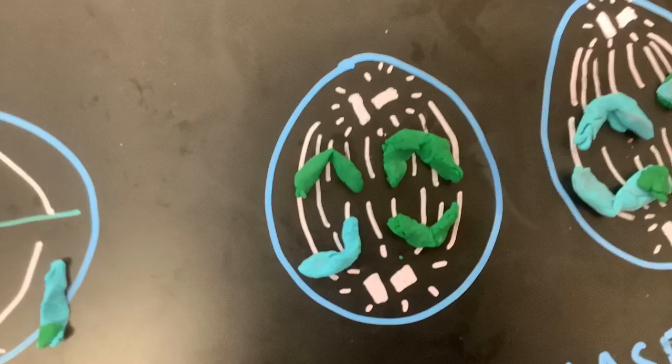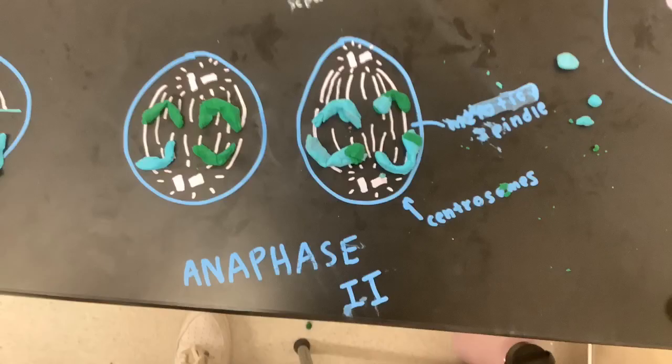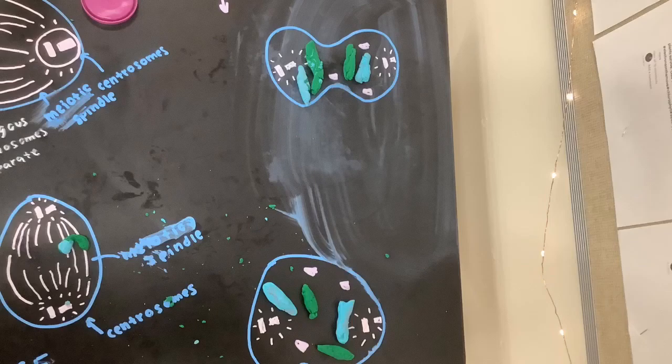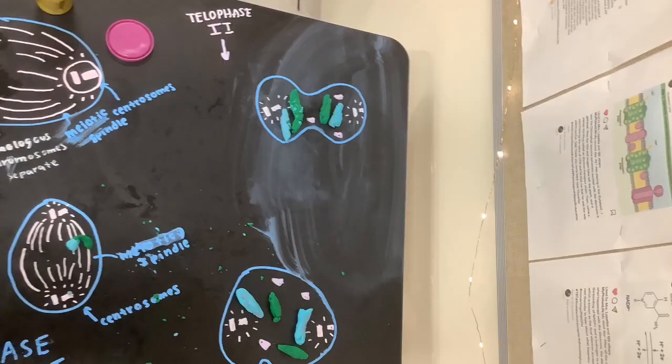Next is anaphase 2. During anaphase 2, the sister chromatids of each chromosome separate and move towards opposite poles. During telophase 2, the chromosomes reach opposite poles, cytokinesis occurs, and the 2 cells produced by meiosis 1 divide to form 4 haploid daughter cells. The 4 cells produced are considered haploid cells because they contain 1 set of each chromosome.